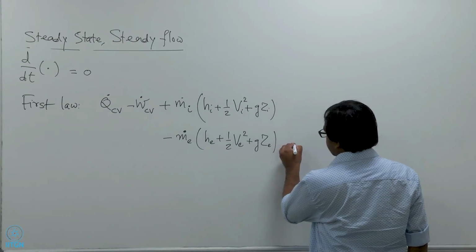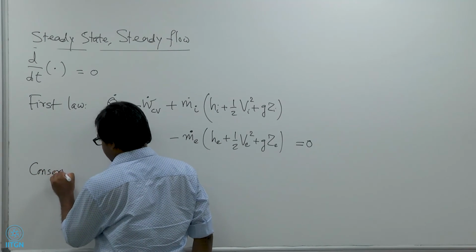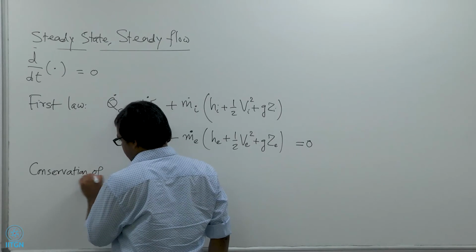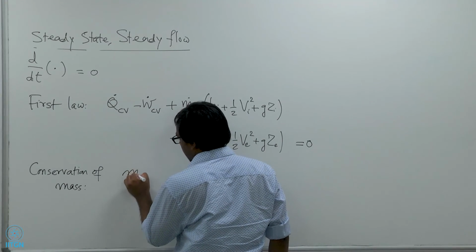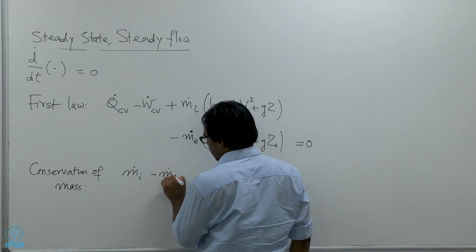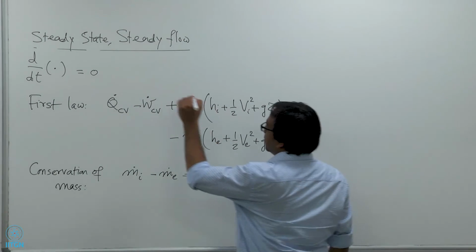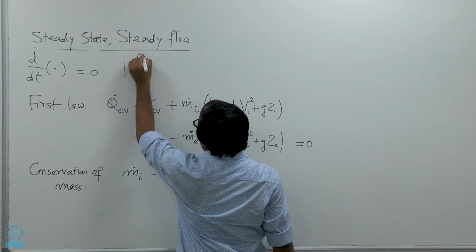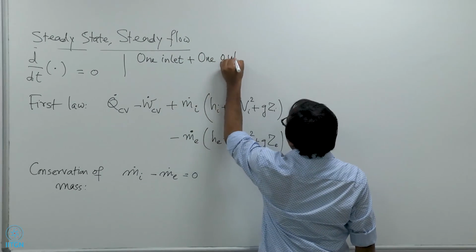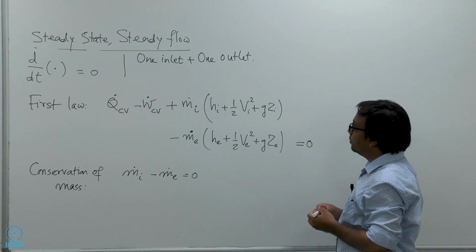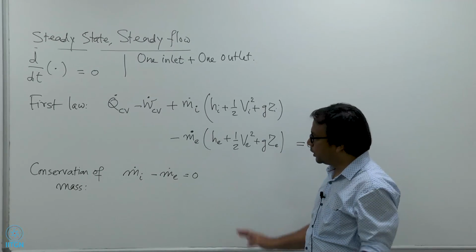This is equal to 0, that is the first law at steady state, and conservation of mass is m dot i minus m dot e equal to 0, because dmCV/dt is 0. So, keep in mind that we are now only talking about one inlet plus one outlet, okay. Because if you take into account multiple inlets and outlets, you have to put a sum over all these terms, okay. That I think is trivial, you can do it yourself.